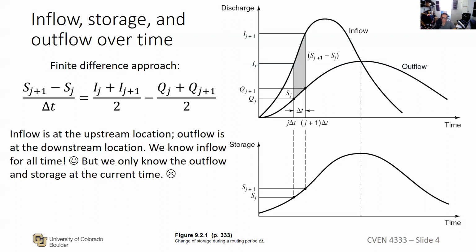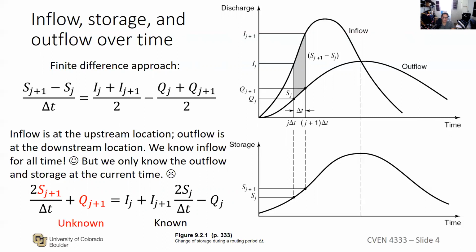And so when we take the finite difference approach equation, we can rearrange it into a part that we know and a part that we don't know. The unknowns are on the left, 2S at j plus 1 over delta t plus Q, and the knowns are on the right, all of the I's plus the S and the Q at the current time step j. Now, you have this equation and all this is well and good, but the problem is that you have two unknowns and only one equation. So the conservation of mass is not going to get you where you need to go.